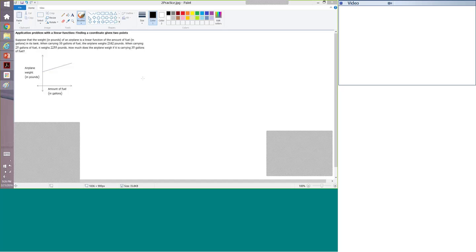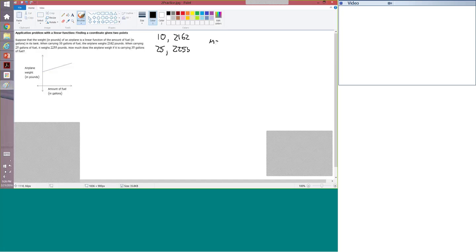So again, we've got a situation here where we're going to start off with finding our slope. We're also going to write down our two coordinates real quick just to be on the safe side. When carrying 10 gallons of fuel, the airplane weighs 2,162 pounds. When carrying 25 gallons of fuel, it weighs 2,255 pounds. So how much does the airplane weigh if it's carrying 35 gallons of fuel? So when we have 10 gallons, we had 2,162 pounds. When we had 25 gallons, weight was 2,255 pounds. This must be a really small plane.